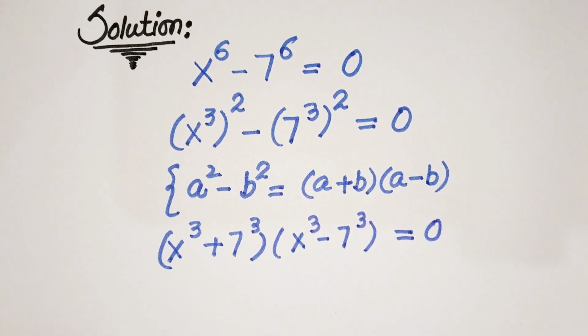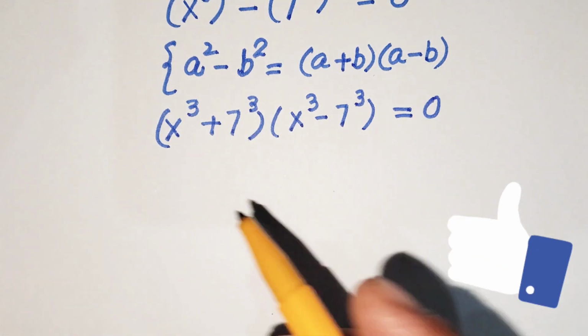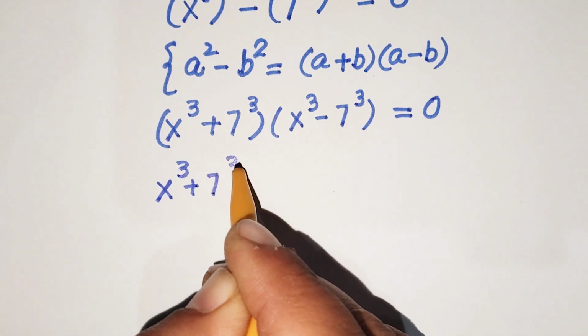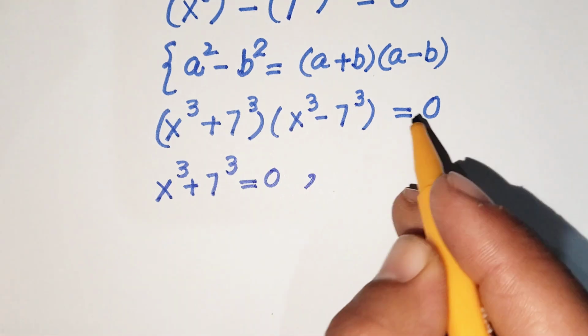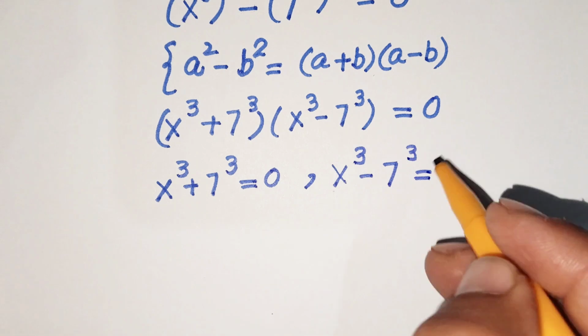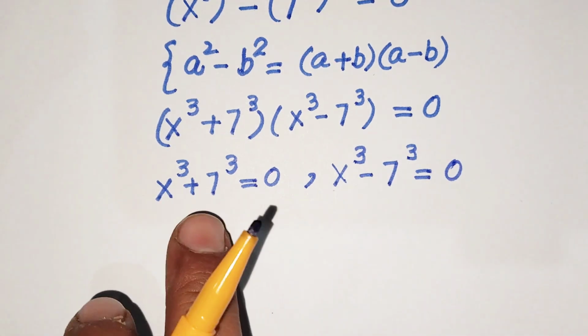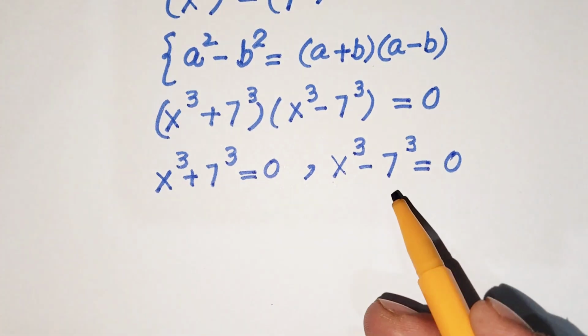Now we see that we have two cases. Case 1: x cube plus 7 cube is equal to 0. Case 2: x cube minus 7 cube is equal to 0. We are going to solve the first case here, and then after this we will find the value of x from case number 2.